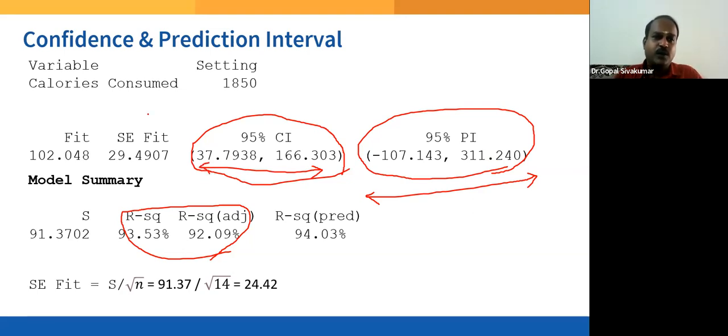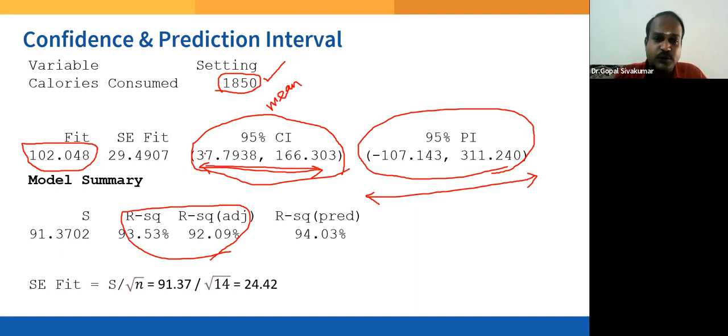Because to arrive at the confidence interval, we use the mean value. Which means, see here, calorie consumption: in my regression equation, I am giving calories consumed equal to 1850 calories. How much weight gain is expected? Minitab, my mathematical equation, is telling me you can expect 102 grams of weight gain. This 102 is within the confidence interval.